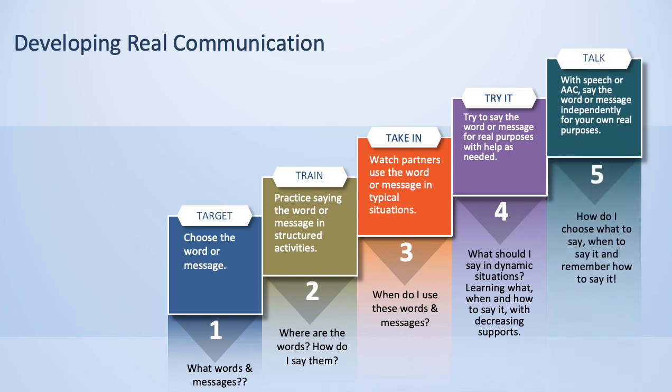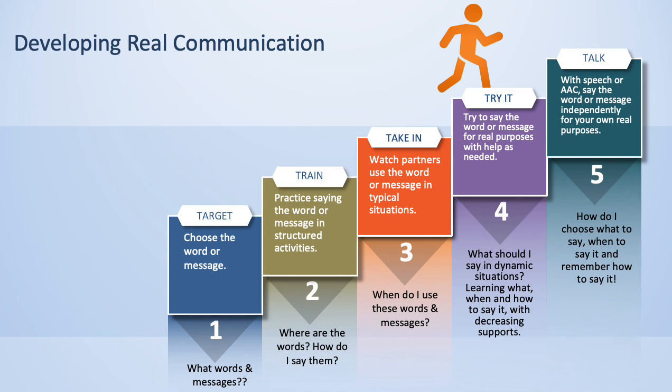In step 1, target, we select the words and messages we are going to teach. In step 2, we begin the process of training how we say the word or message. We're learning where the symbol lives on our AAC system, what it looks like or sounds like, the motor sequence to navigate through pages on our AAC applications, and of course, signing or saying the word, if that's appropriate. In this step, we are not learning to use the word to communicate. We're just learning to say the word.